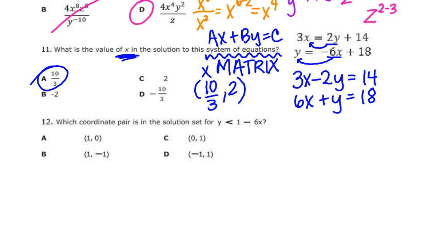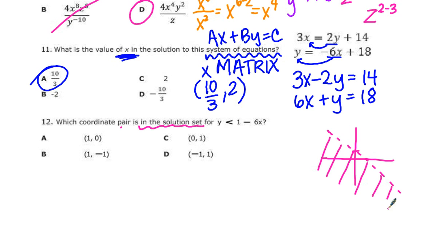All right, and let's finish up on number 12. Number 12: which coordinate pair is a solution set for y is less than 1 minus 6x? To find a coordinate pair in the solution set, remember, this is an inequality, and inequalities are still kind of like lines. This one would be a dashed line that goes through positive 1 with a slope of negative 6, something kind of like that. And its values are less than, so we would shade below. So a solution would be in the shaded region.